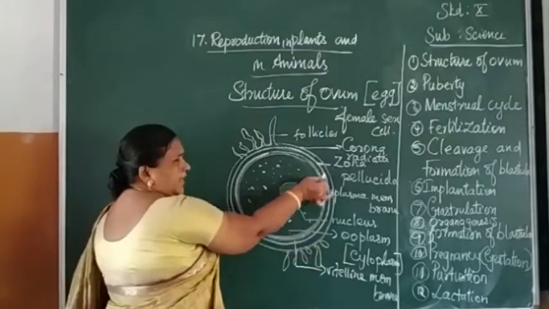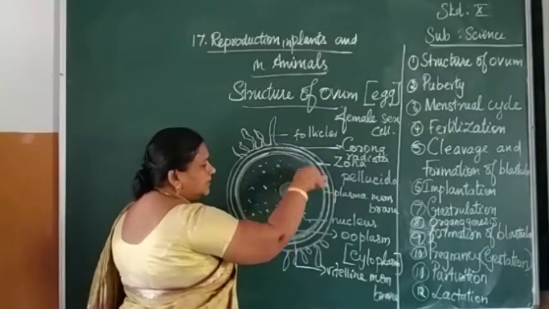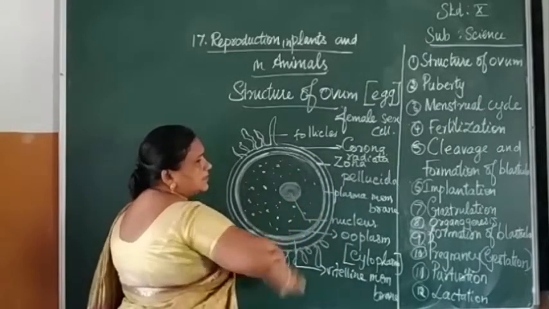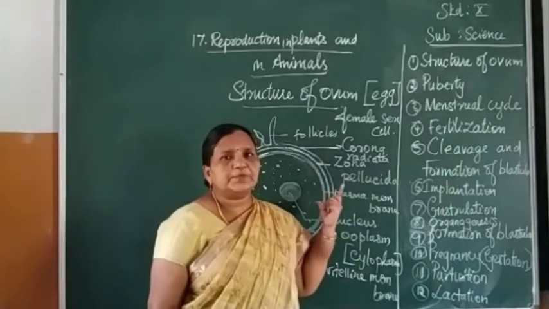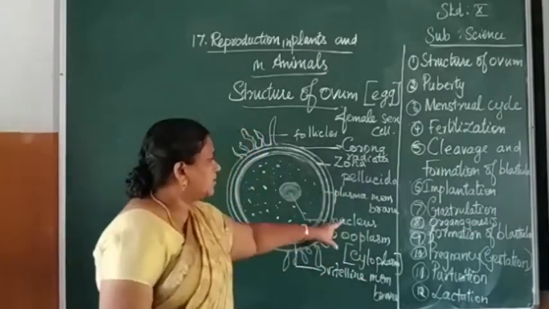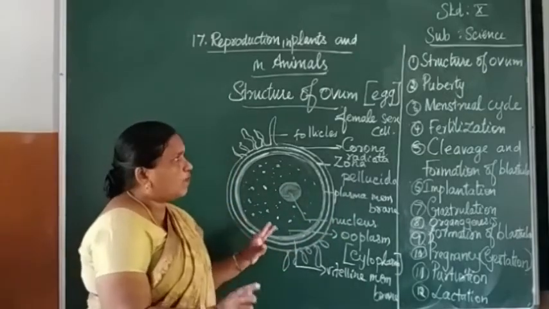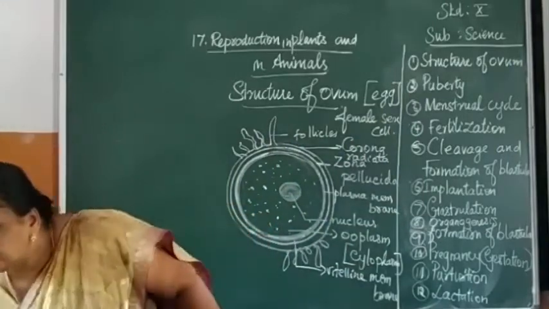So three layers of membranes surround the cytoplasm, which is called the ooplasm of the cell, and in the center you can see the nucleus. This nucleus is otherwise known as the germinal vesicle. Here we can write the nucleus only. So that is the structure of ovum. Next, puberty.